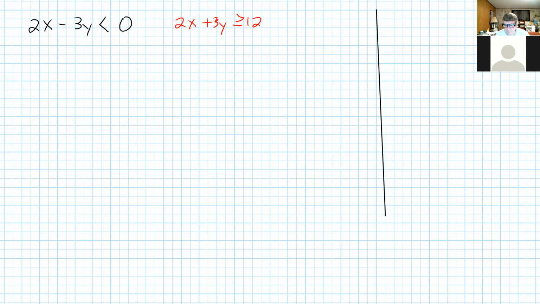And let's see here. How about 2x minus 3y less than 0 and 2x plus 3y greater than or equal to 12. Okay. And we'll make a graph.